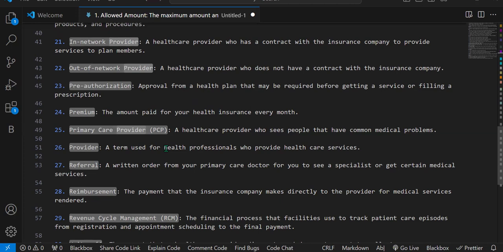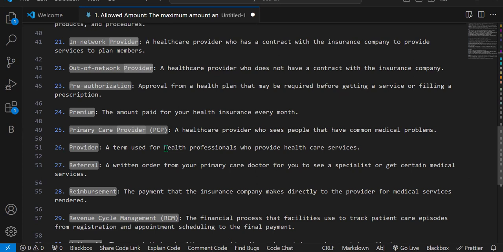What is a referral? A written order from your primary care doctor for you to see a specialist or to get certain medical services. For example, a person goes to the RMP doctor, and the RMP doctor checks the patient and tells him that he has a lung disorder that the doctor cannot cure. That knowledge is not there in me to cure the disease. So as an RMP doctor, as a primary care physician, PCP, I am referring you to a professional.